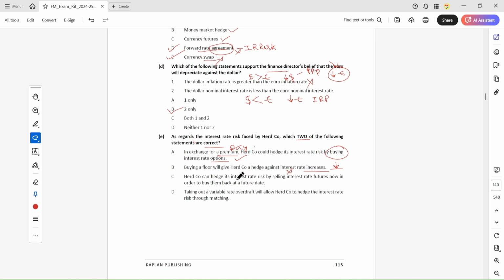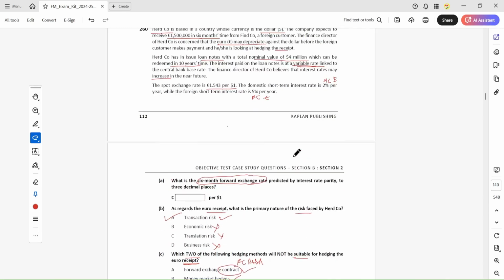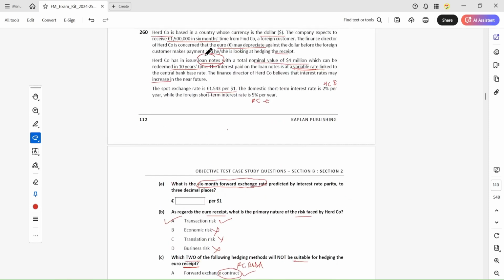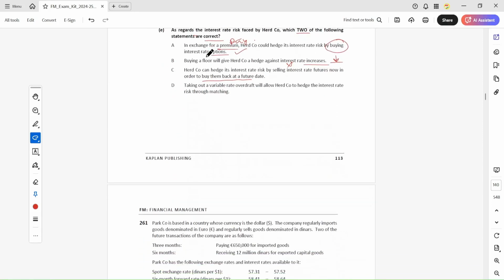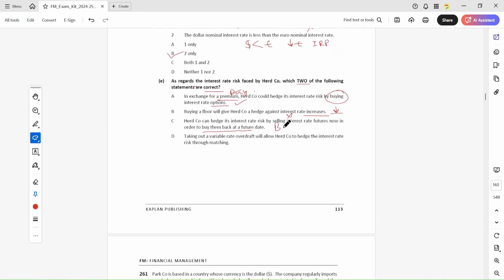Hard company hedges its interest rate risk by selling interest rate futures now in order to buy them back at a future date. When you borrow, you have to sell futures, because he wants to borrow, and then buy futures back. So this is correct.